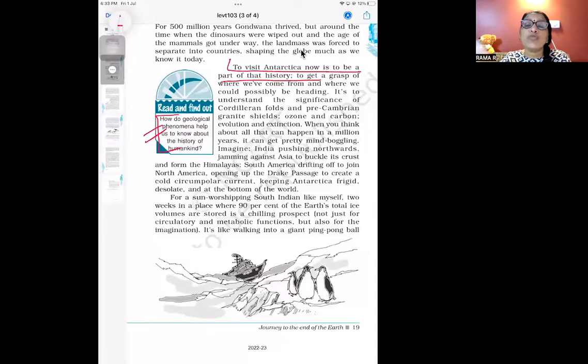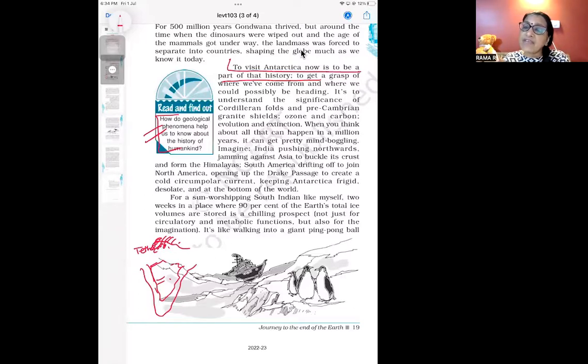Imagine India pushing northward, jamming against Asia to buckle its crust and form Himalayas. ये वही वाला है जो हमने 9th में पढ़ा था. That Gondwana land का India जो था, this was the actual land जो Gondwana का था. This Deccan Plateau was the actual land. And this was which collided with the Asian continent, जहां पर आपका पहले टेथिस सी रहता था. और धीरे धीरे ये मिट्टी सेडिमेंट हुई and it helped in forming the Himalayas.